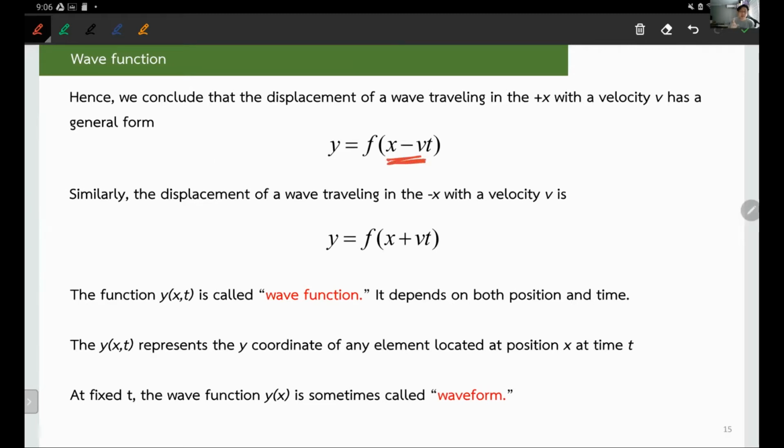If you see a function that looks like x minus vt, that is a right traveling wave. When they say right, it means the positive x direction. And if you have a function that looks like x plus vt, that is a left traveling wave, a negative x direction movement. Whenever you have a two-variable function of space and time like this, you can call it a wave function. Well, of course.